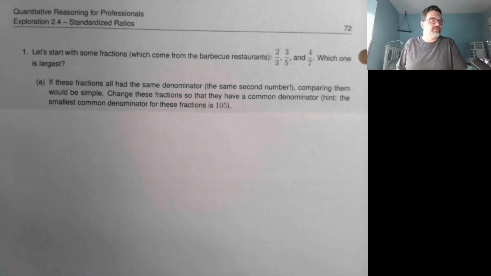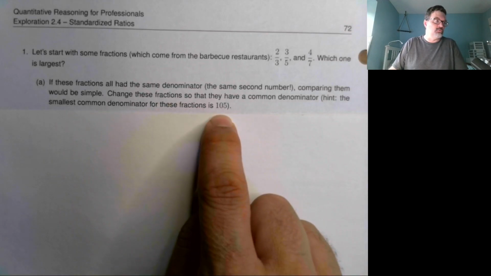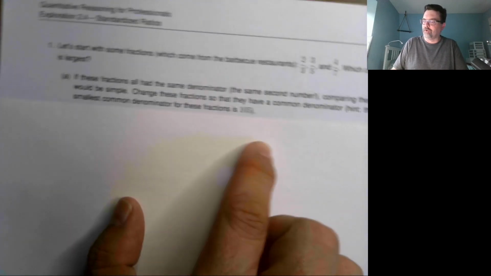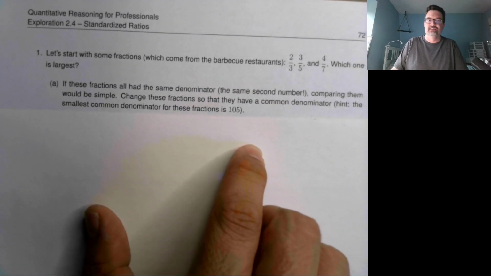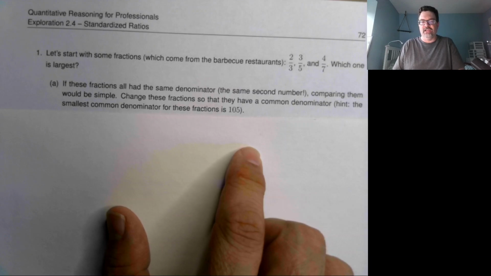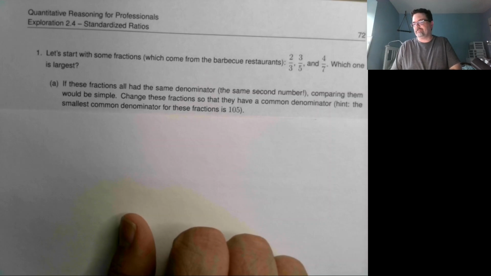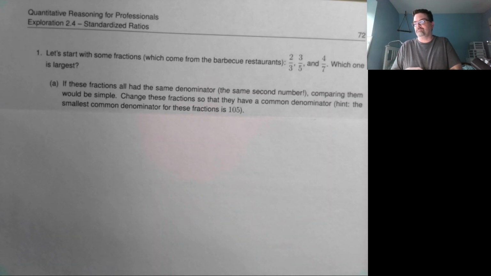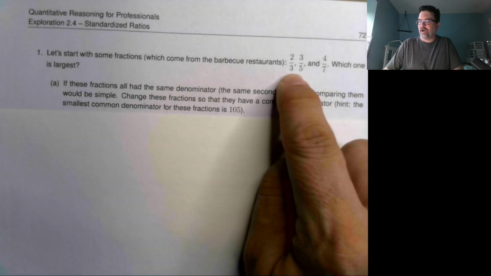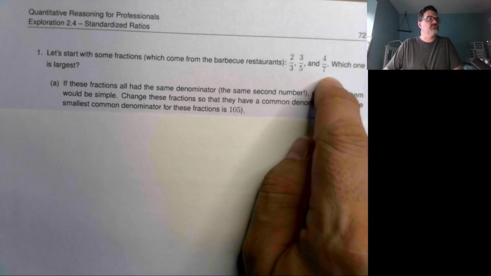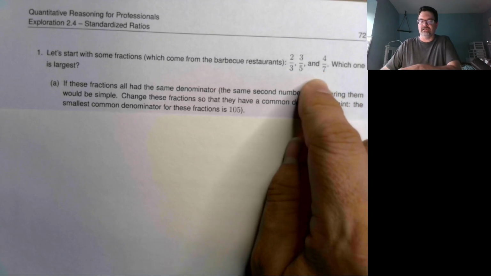And so it turns out with 3, 5, and 7, the smallest common denominator you can make is actually 3 times 5 times 7, which is 105. So we're going to convert all three of those fractions to have the same denominator of 105. Basically, to do that, since we've got three fractions, you need to multiply the top and the bottom of each fraction by the two denominators that are missing.